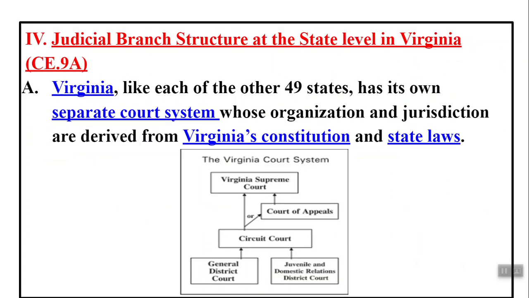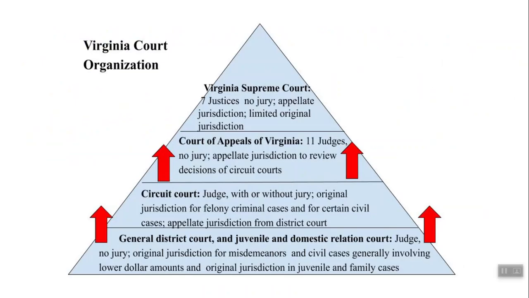Now in Virginia, just like every other state, we have our own system. It comes from the state constitution and any state laws. If we work top to bottom, you'll see that at the very top we have a Virginia Supreme Court, structured very similar to the U.S. Supreme Court. Below that, the Court of Appeals of Virginia, so similar to the federal, where it's an appeals court. Where you see a difference is below that. The third court in the state court system is the circuit court, and they're going to hear different types of cases.